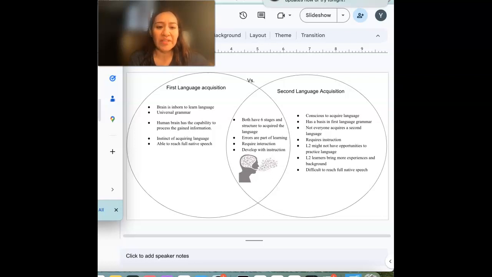One of the first similarities between first and second language acquisition is that both go through 6 stages. Another similarity is that language acquisition often involves making errors through the language process. Both languages require the learner to communicate and have interactions with others. And vocabulary will expand by having explicit and rich, meaningful instruction.